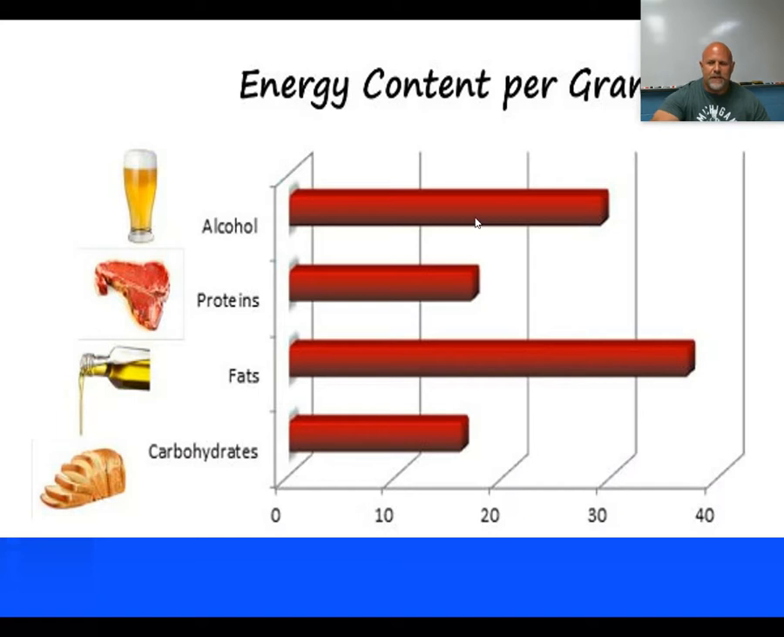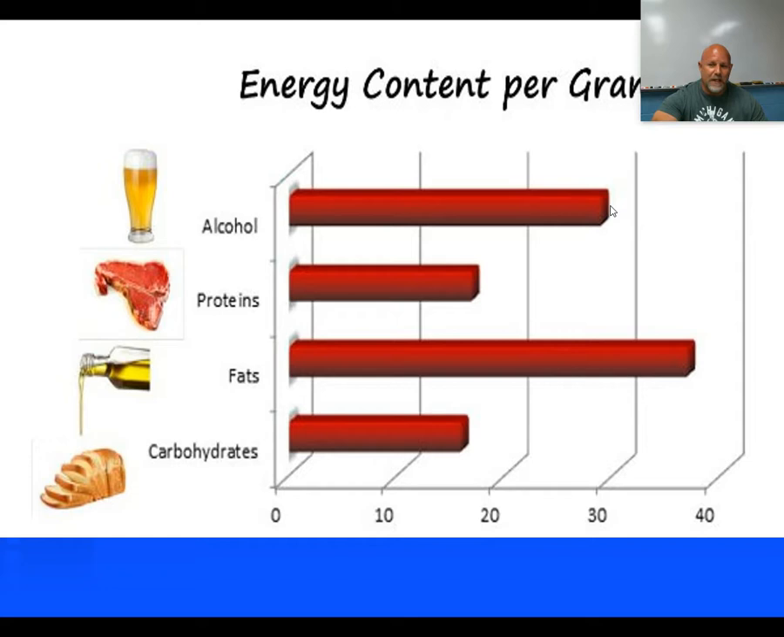As far as energy is concerned, proteins and carbohydrates have about the same amount of energy. Fat has a little over double the amount of energy that protein and carbs do per gram. And the one we never really think about is alcohol. It's never really listed, like on a beer, how many calories you're getting from the alcohol part of it. It might tell you how many carbs you're getting or how much fat you're getting or whatnot, but it doesn't tell you how many calories you're actually getting from the alcohol.